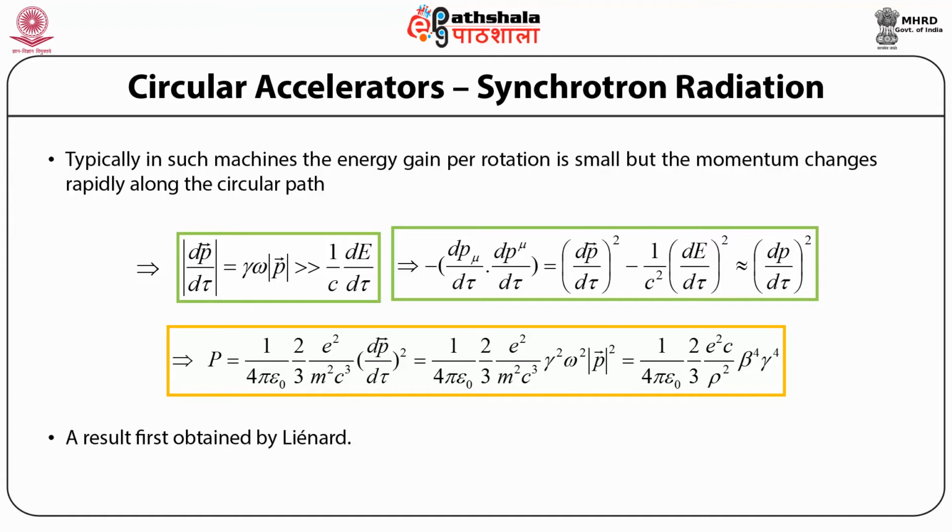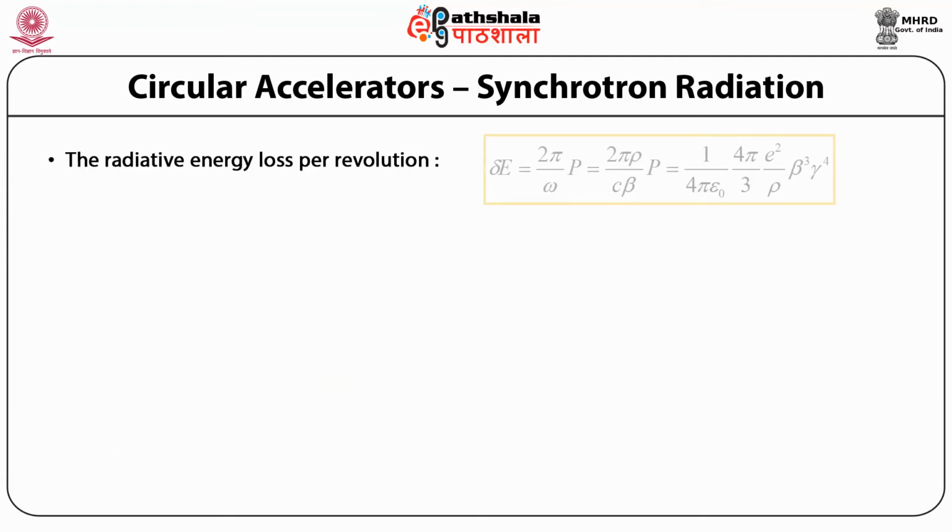So this implies that the power radiated P is equal to 1 divided by 4πε. The radiative energy loss per revolution, that is ΔE, is equal to 2π/ω P, which equals 2πρ/(cβ) P, which is equal to 1 divided by 4πε₀ into 4π/3 E²/ρ into β³γ⁴.